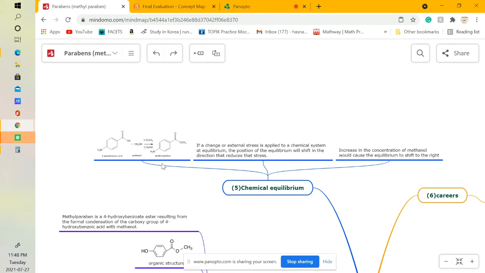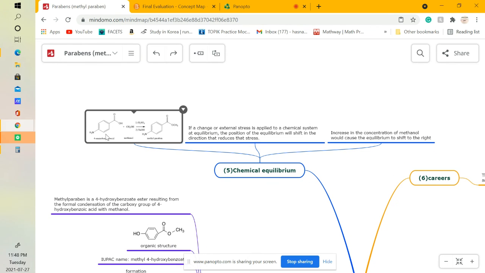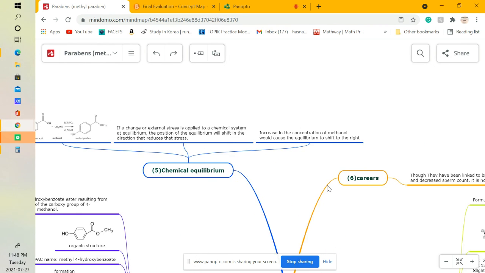As we see here, there's equilibrium in this reaction, which produces the methylparaben. And according to, I forgot his name, if a change or external stress is applied to a chemical system at equilibrium, the position of the equilibrium will shift in the direction that reduces the stress. Makes sense. So if, for example, we increase the concentration of methanol, the whole equilibrium would shift to the right side, and then we would have to rebalance all of that.